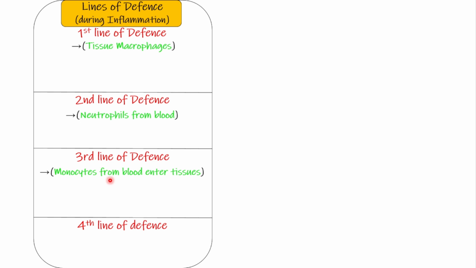So now tissue macrophages are involved in the fight, then the neutrophils come for defense, then the monocytes come for defense. Now what is left behind? The fourth line of defense. When the war goes on for a very long period of time, the production of granulocytes and monocytes, both, is increased from the bone marrow. So the fourth line of defense is that the bone marrow starts producing an increased amount of granulocytes and monocytes.